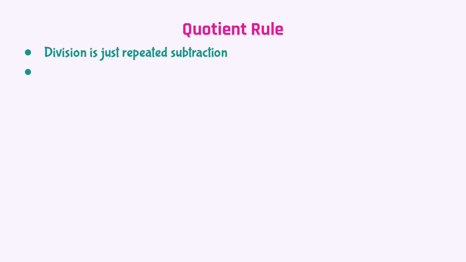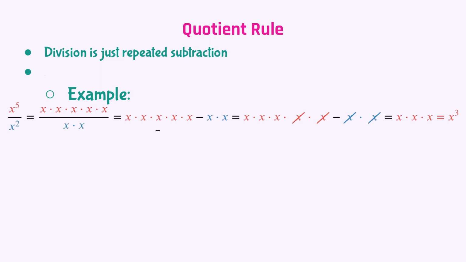So the last rule we're going to talk about is the quotient rule. So division, quotient means division, is just repeated subtraction. So example, we have x to the 5th divided by x squared. When we expand that, we get x times x times x times x times x divided by x times x. Well, when we take that and we expand it even further, now we're just going to subtract those two x's because we're dividing by them.